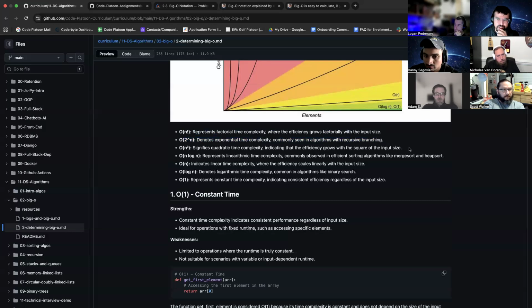This one you hardly will, sometimes you'll see it, but rarely. It signifies quadratic time. Can you give me the most basic example of something that's O(n) squared? It's when you have two loops that are what?